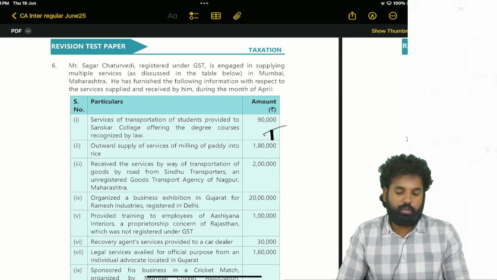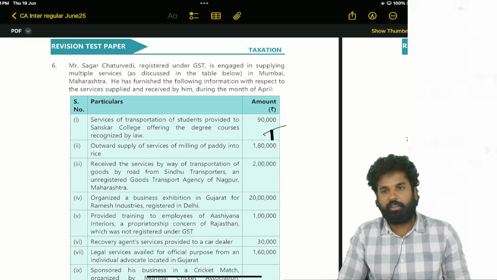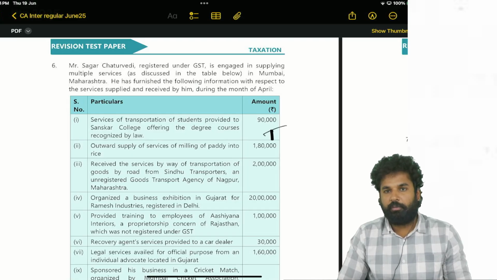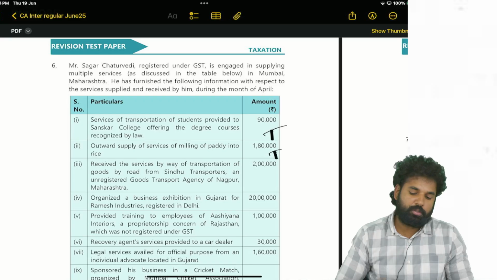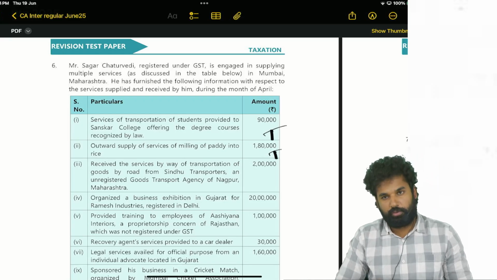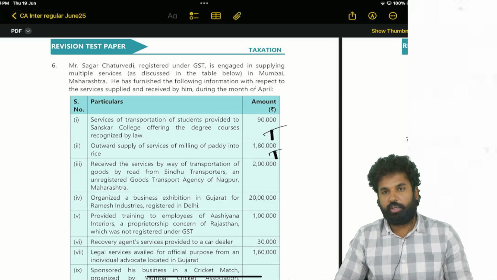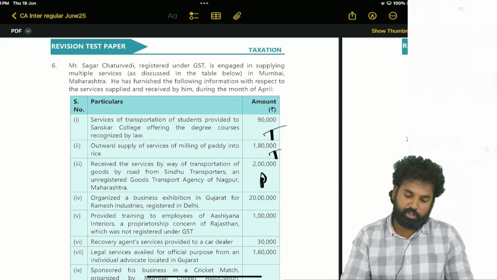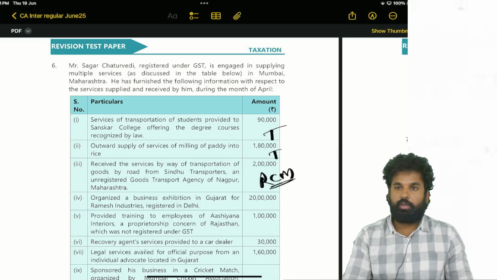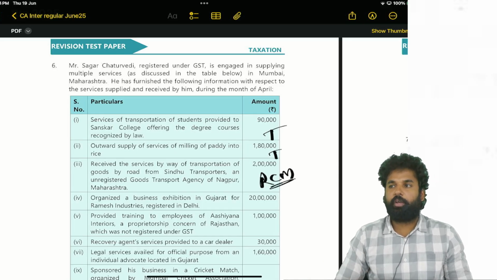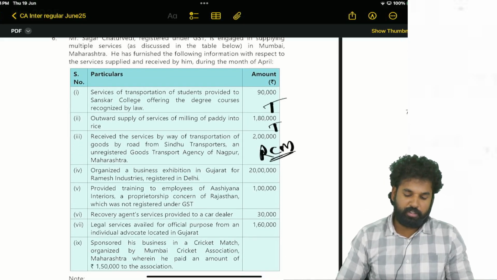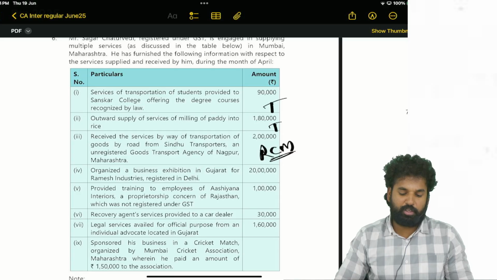Okay. Outward supply of services of milling of paddy into rice. Taxable, as rice is not an agricultural produce. Next, received the services by way of transportation of goods by road from Sindhu Transporters, an unregistered GTA. Unregistered GTA, then reverse charge. Okay, inward supply, but still we have to pay output tax. Organized a business exhibition in Gujarat for Ramesh Industries registered in Delhi.